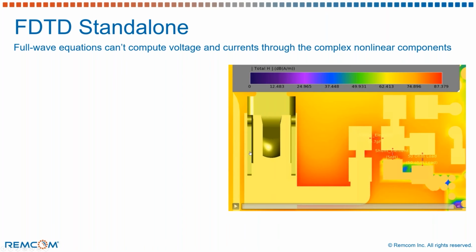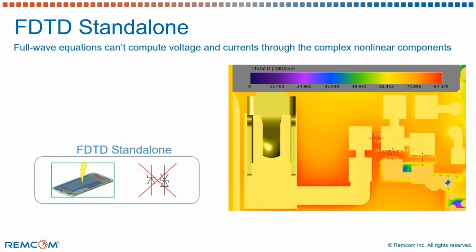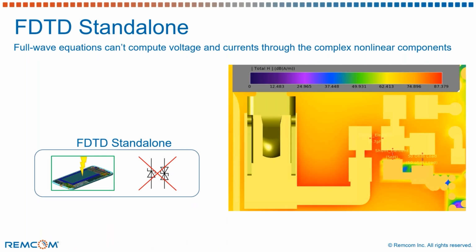And in these cases, full wave equations actually don't compute the voltage and currents through complex nonlinear components, which means that we can only effectively model any ESD events that can occur in such cases, but not the protection circuitry itself.